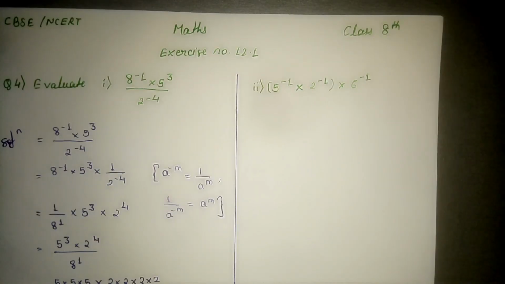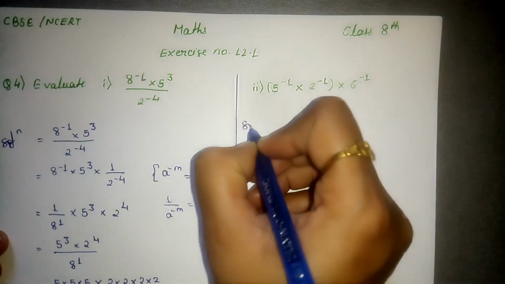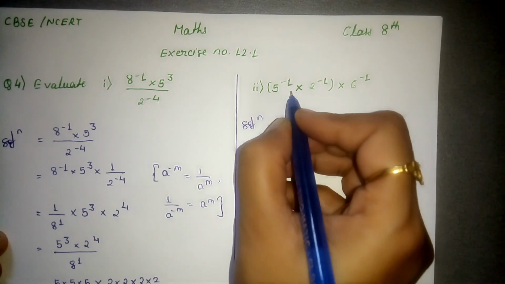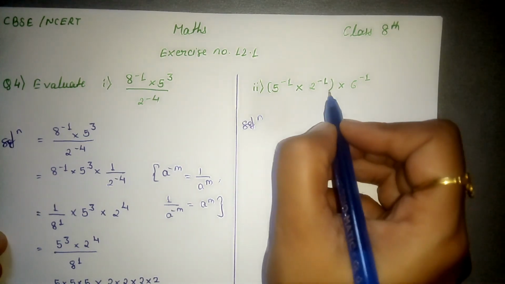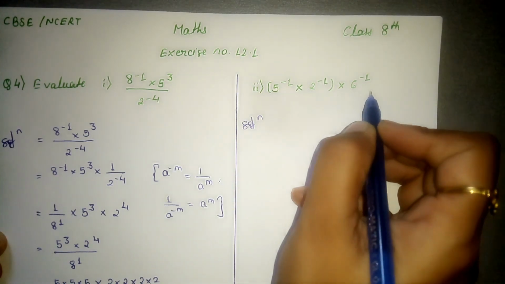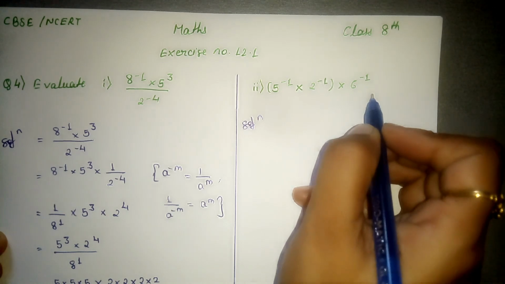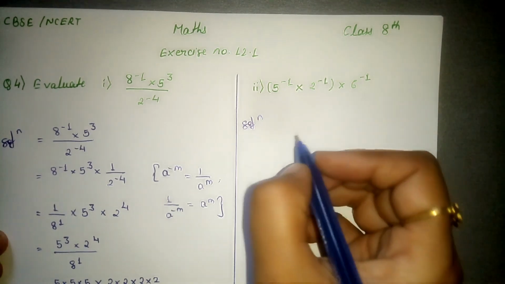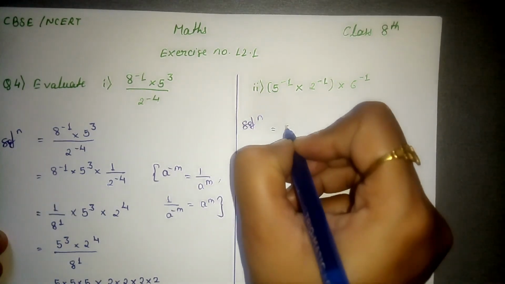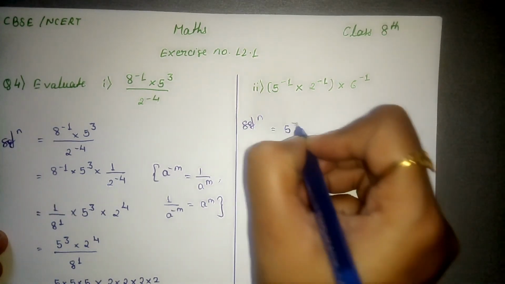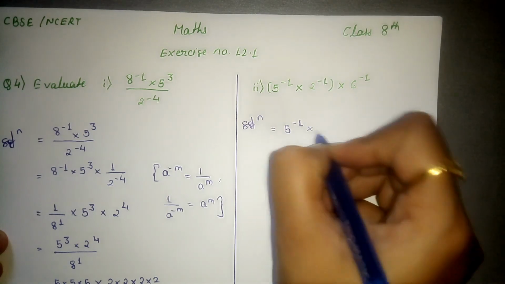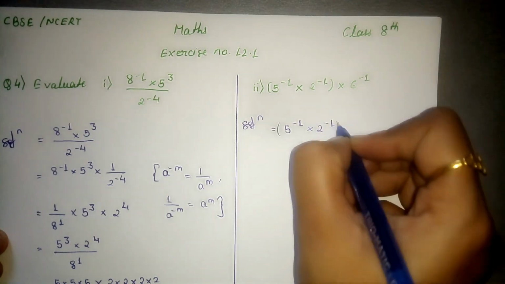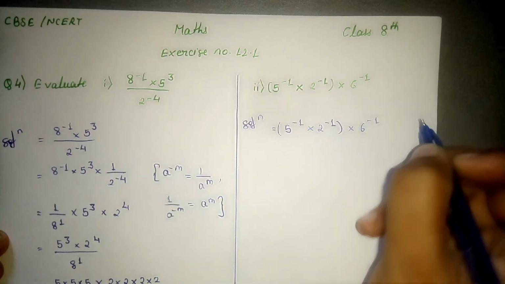Then the second question. It is given 5 raised to the power minus 1 into 2 raised to the power minus 1 into 6 raised to the power minus 1. So here also we have to evaluate, and by evaluating this expression we have to find the answer. So we will write the question as it is: 5 raised to the power minus 1 into 2 raised to the power minus 1 into 6 raised to the power minus 1.